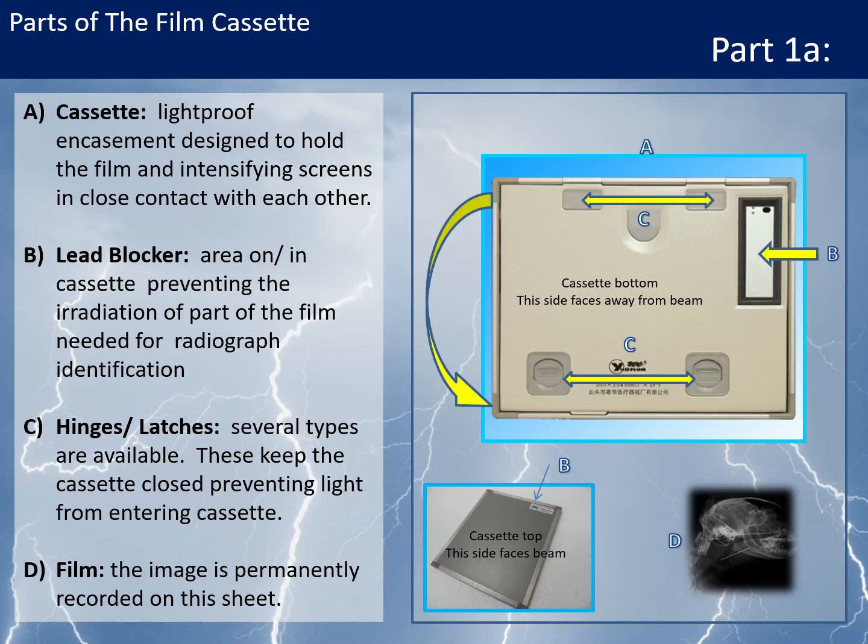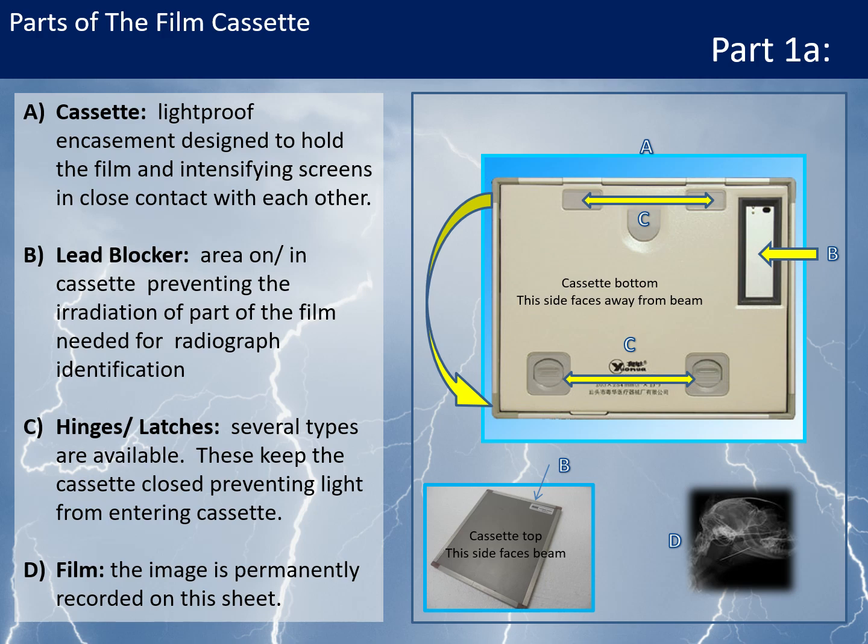Okay, parts of a film cassette. You'll see a picture of a cassette with A, B, C, and D. A is the cassette, which is a light-proof encasement designed to hold the film and intensifying screens in close contact to each other. B is a lead blocker, an area on or in the cassette preventing the irradiation of part of the film needed for radiograph identification. Hinges and latches are C. These keep the cassette closed, preventing the light from entering the cassette. And D, the film. The image is permanently recorded on this sheet.